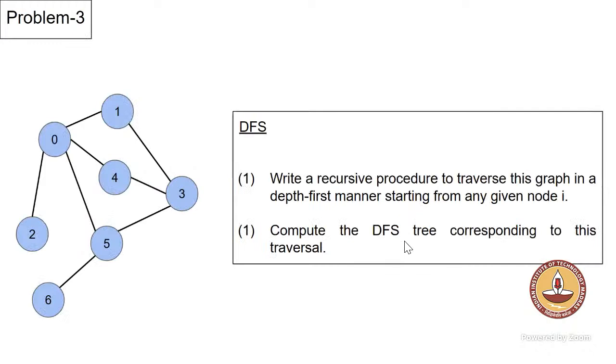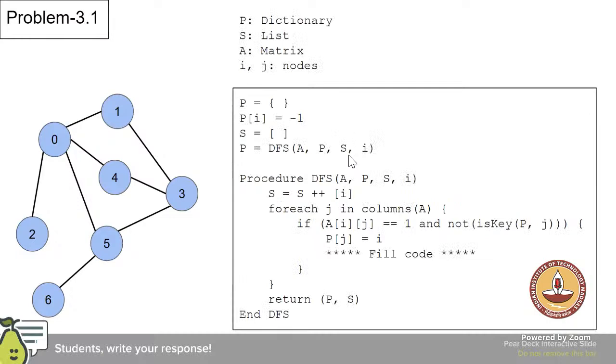Okay, right. So you have to write a recursive procedure to traverse this graph in a depth-first manner, starting from any given node I. So just one recursive procedure you have to come up with. Why is it recursive? Because for 0, we are choosing the smallest one. For 1 also, we are choosing the smallest one. The smallest one we visit next, we do that for every node. So that's why it is recursive. The same thing we are doing. You just try to fill in the code here.